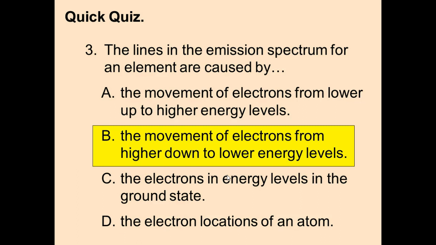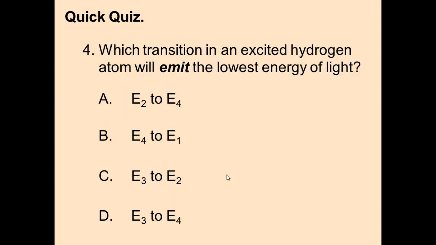Okay, question 4. Which transition in an excited hydrogen atom will emit the lowest energy of light? A. E2 to E4, B. E4 to E1, C. E3 to E2, or D. E3 to E4. Well, in order to emit energy, it has to release energy, so it has to move from higher to lower energy levels. And only 2 of these go from higher to lower, so you're down to B and C because they're the only ones that go from high to low.